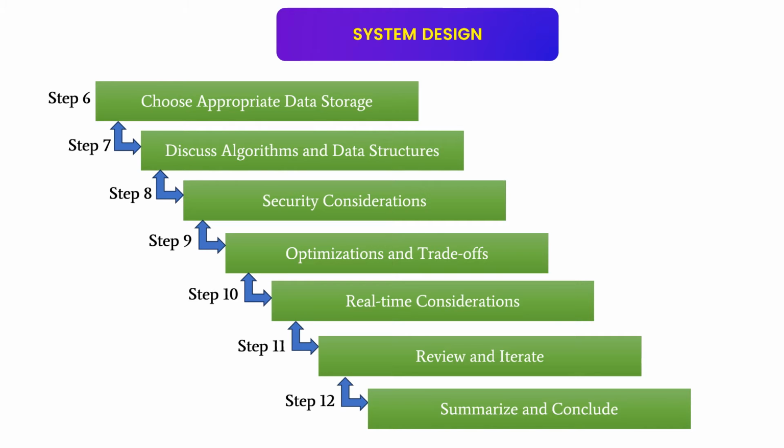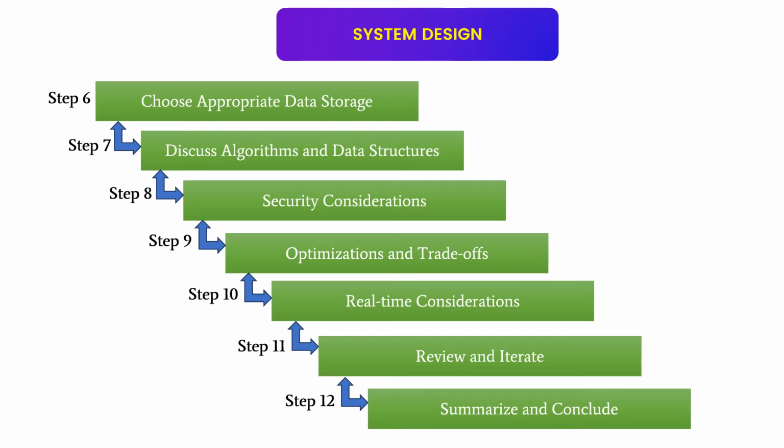Step 7. Discuss algorithms and data structures. Touch upon the algorithms and data structures relevant to the system design. Consider how efficient algorithms can impact the performance of the system. Step 8. Security considerations. Address security concerns such as data encryption, access controls, and measures to protect against common security threats.